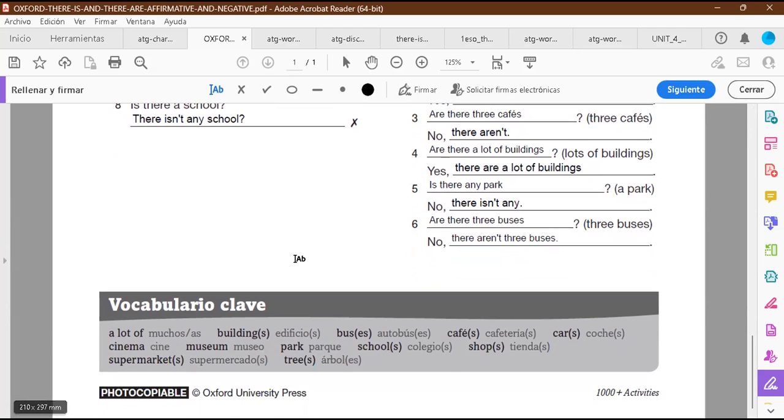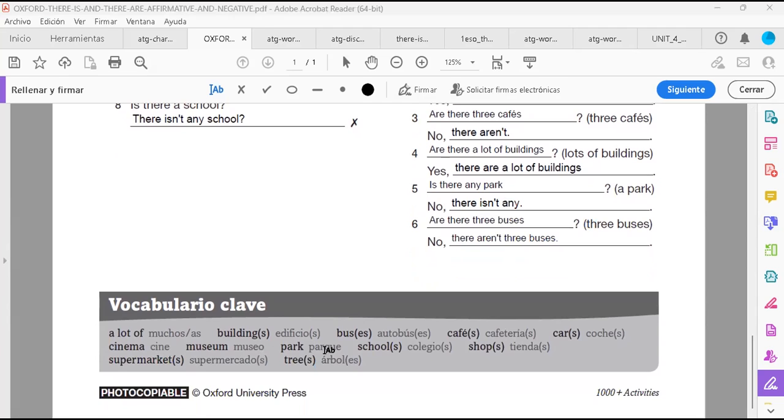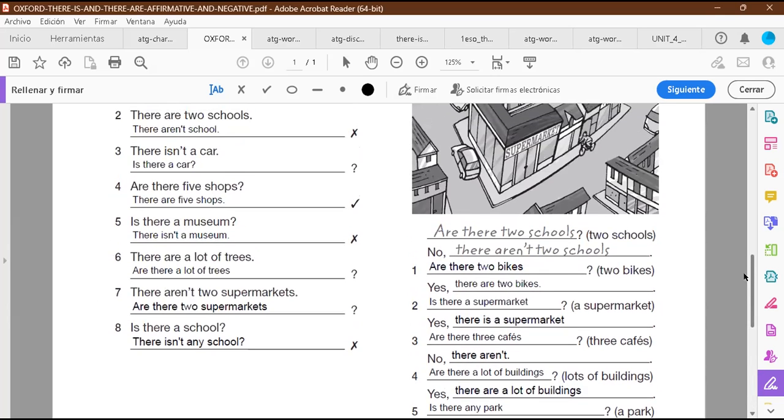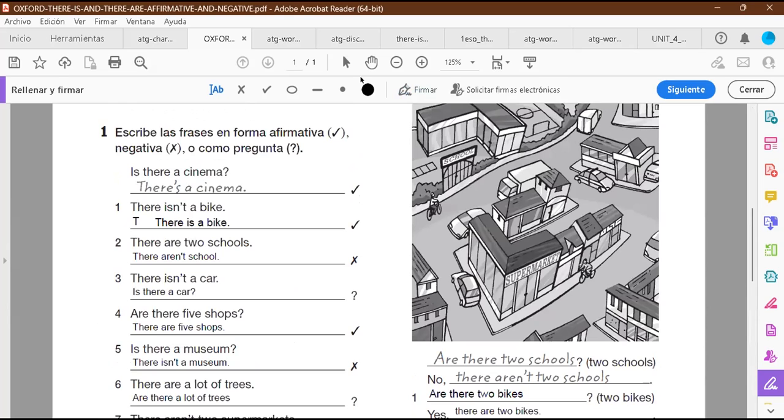So now look at this. Here we have some vocabulary that, if you don't have it, you can copy, right? A cinema, a supermarket, museum, building, park, tree, bus, school, cafe, car, and shop. If you don't have that vocabulary, you can take a picture or a screenshot. Okay, so I'm going to send you the vocabulary.